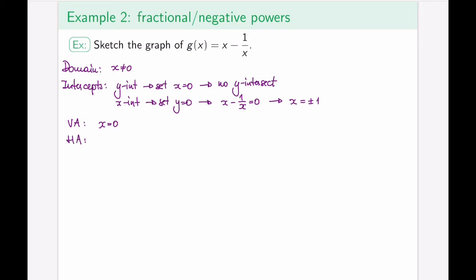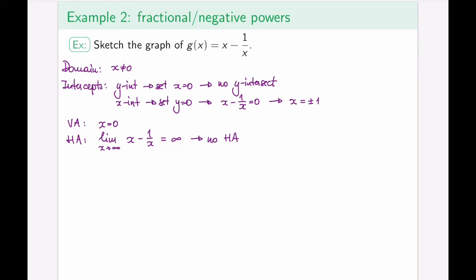For the horizontal asymptote, we have to calculate the limit as x goes to infinity of x minus 1 over x. Let's see what we have here. If I think about plugging infinity in, I will have infinity minus the limit of 1 over x, so essentially 0. This is obviously going to dominate, producing infinity as the answer, which means that there's no horizontal asymptotes, because this is not a number that a horizontal asymptote can be.